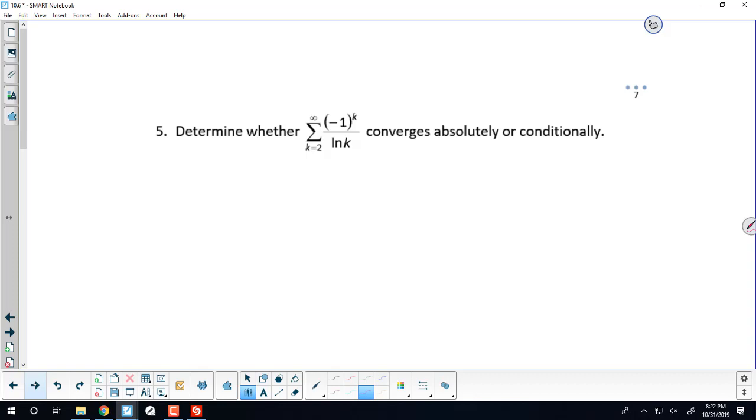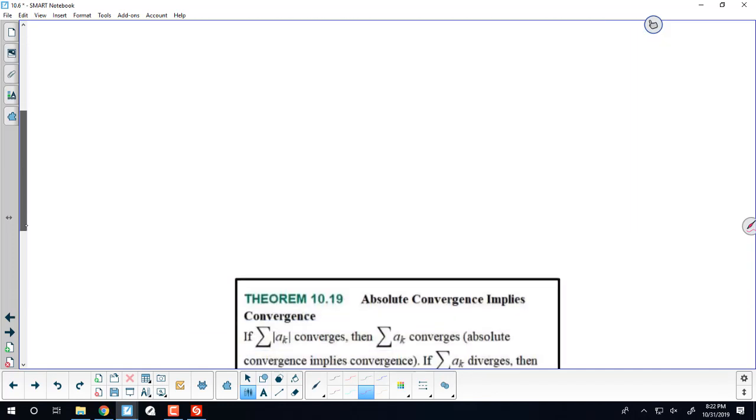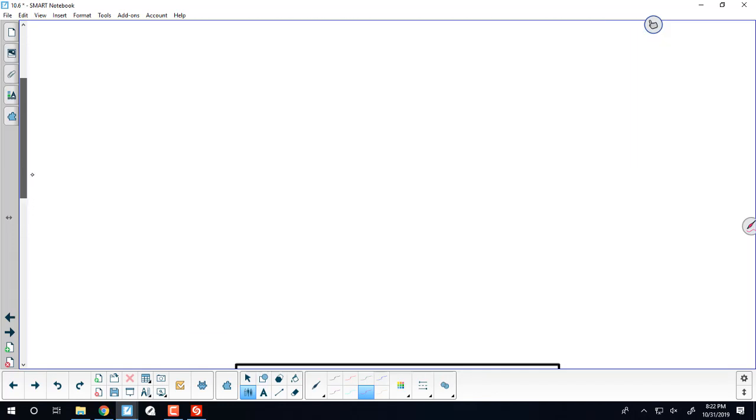Alternating ln over lnk, does it converge absolutely or conditionally? And there's the theorem.